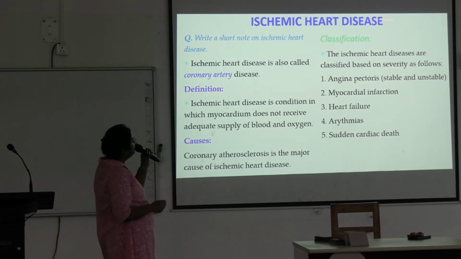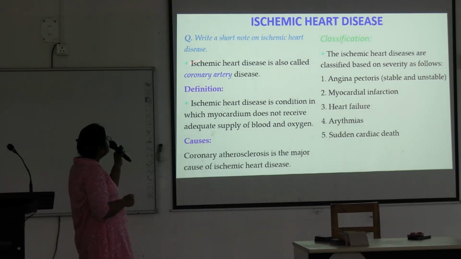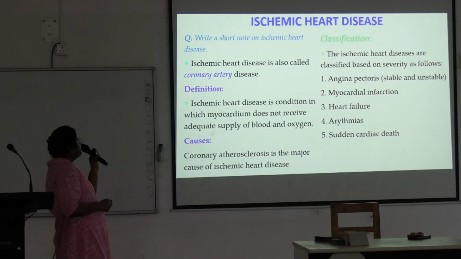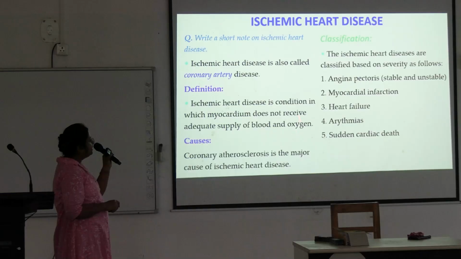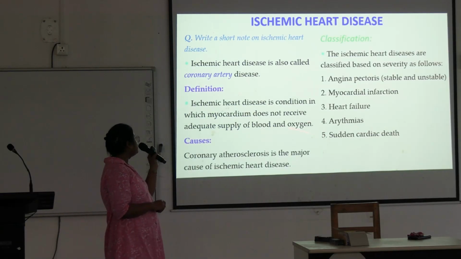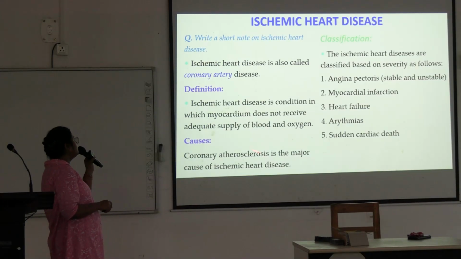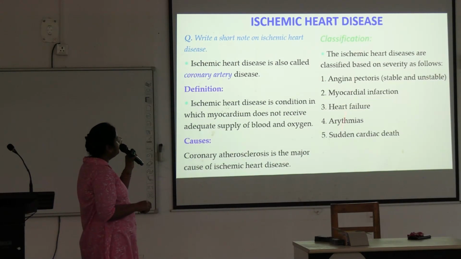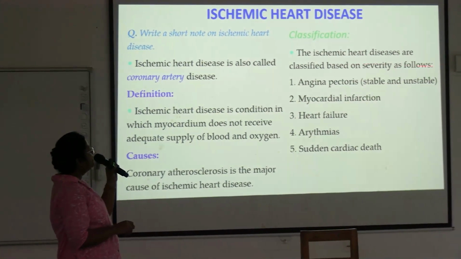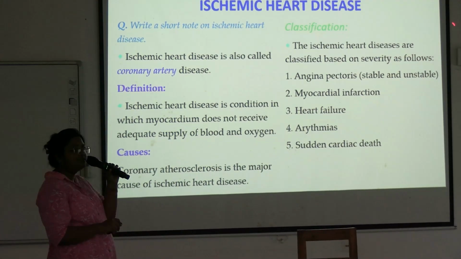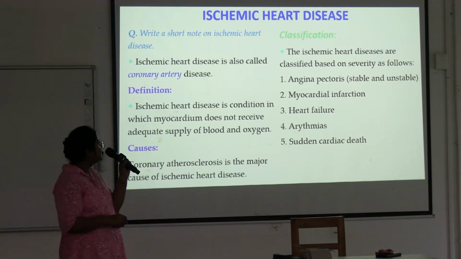Next is ischemic heart disease, important for your long question. Ischemic heart disease is also called coronary artery disease. It is a condition in which the myocardium does not receive an adequate supply of blood and oxygen. What are the causes? Coronary atherosclerosis is the major cause of ischemic heart disease, and it is classified based on severity as follows. From above downward, there is an increase in severity.